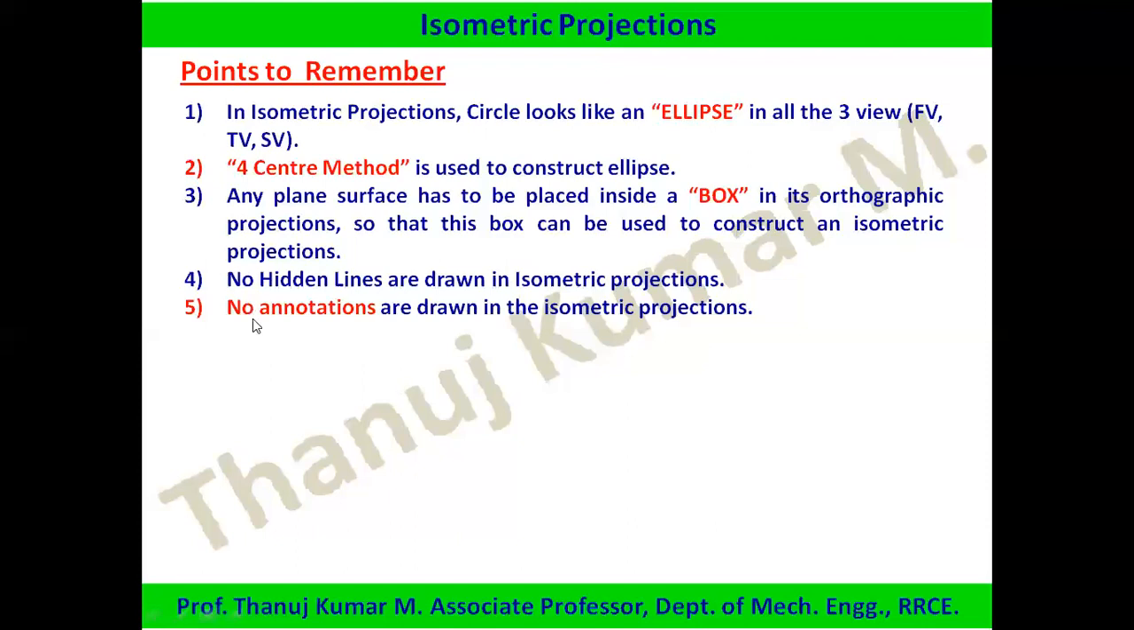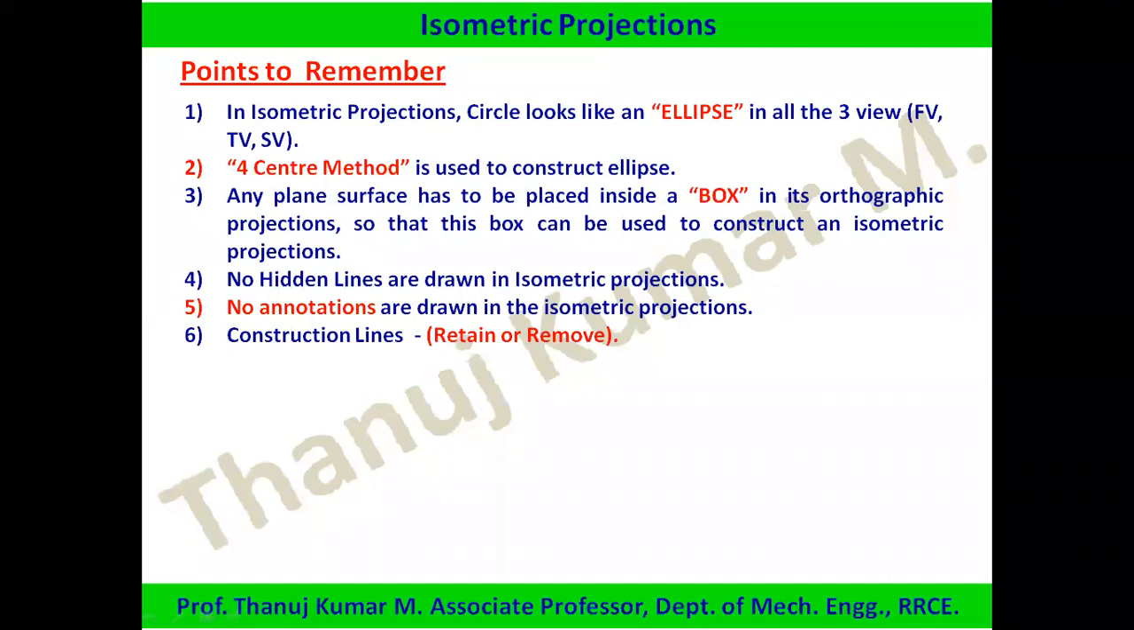This point is very essential. No annotations are required. You can just simply remove all the annotations, remove hidden lines, remove construction lines. Only the image that is drawn is sufficient with respect to isometric projections. Next, construction lines, you can keep them or you can remove them.